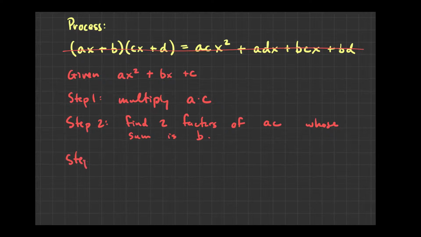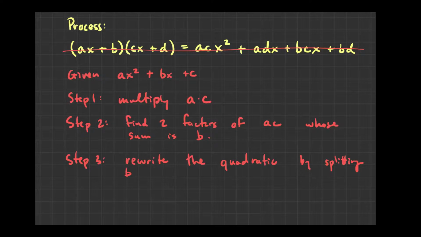Okay, step 3 is to rewrite the quadratic. So we rewrite the quadratic by splitting B up into the numbers you found in step 2.